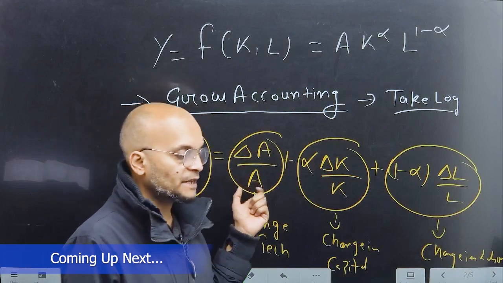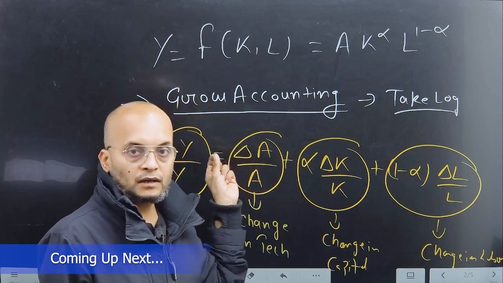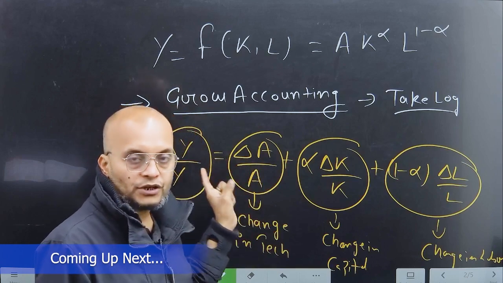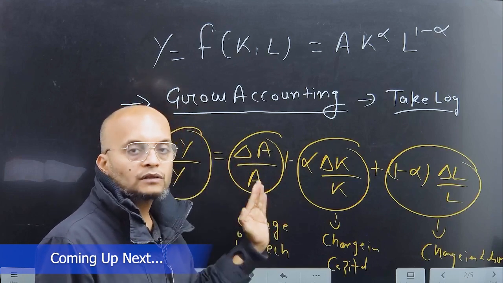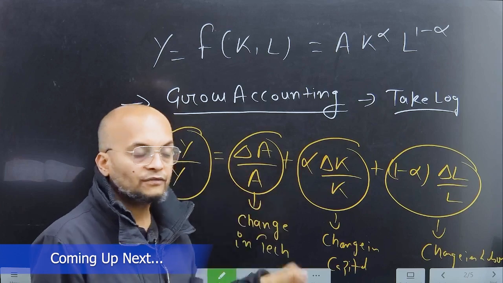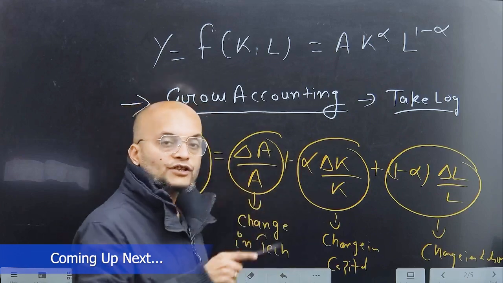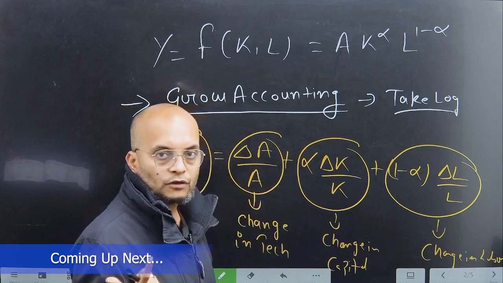What is this expression telling us? This expression tells us that growth in output depends on all three factors. What are the three factors? Growth in output is dependent on change in technology or growth in technology.